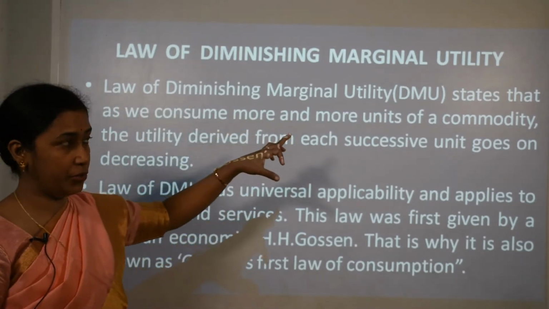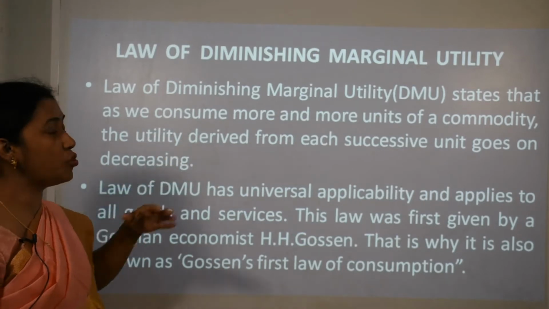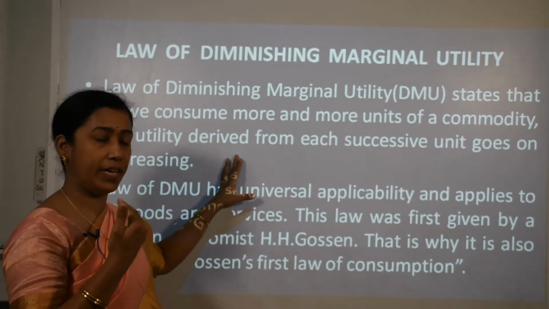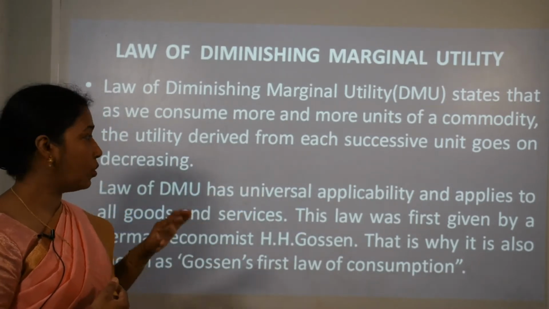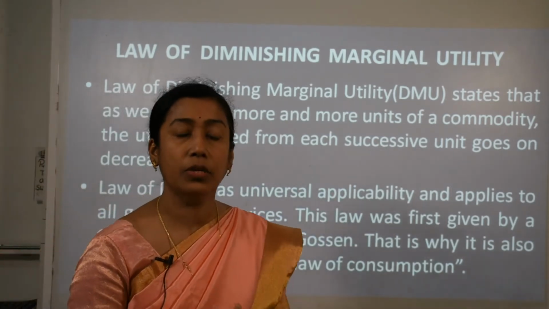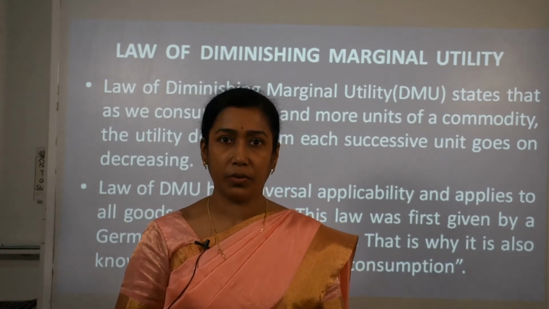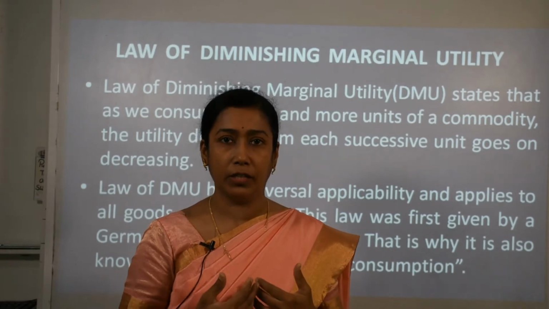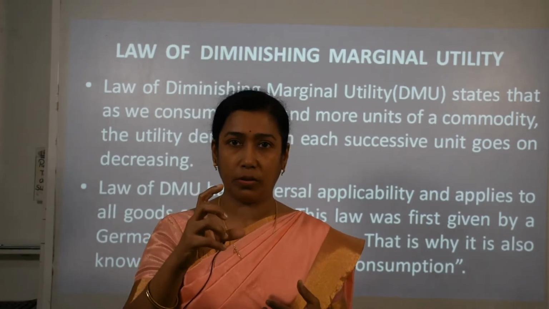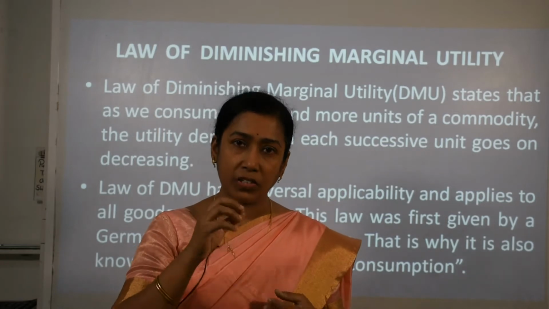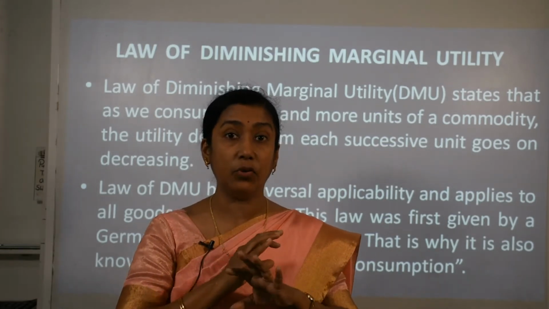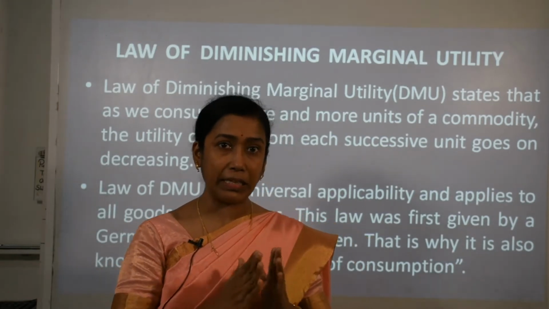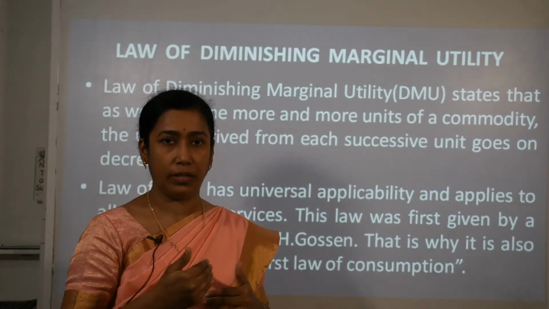The law of diminishing marginal utility states that as we consume more and more units of a commodity, the utility which we derive from each successive unit goes on decreasing. Let me explain. Say for example, it's summer season, you came from outside and you are very thirsty. As you drink the first glass of water, it will give you immense satisfaction. Why? Because your thirst is over now, but still you want some more water.